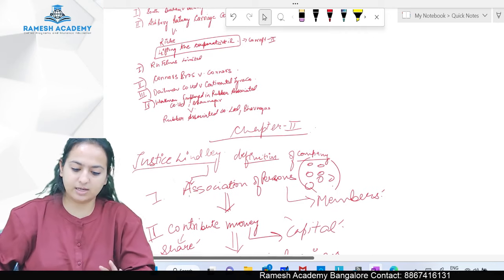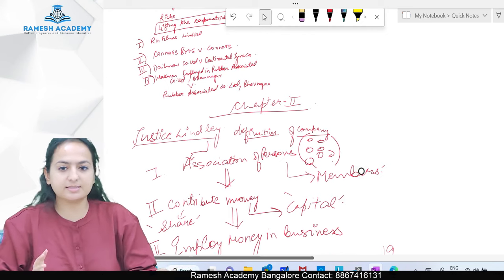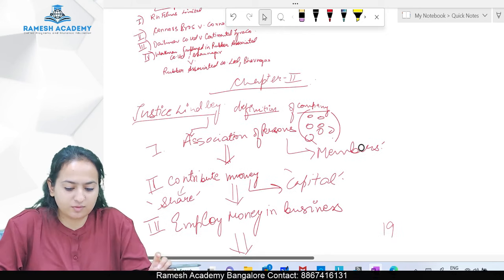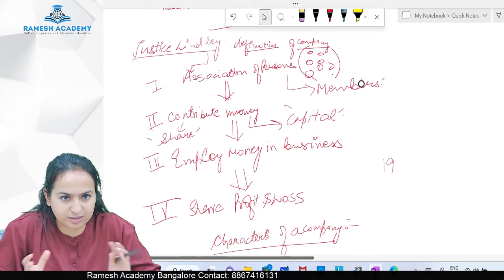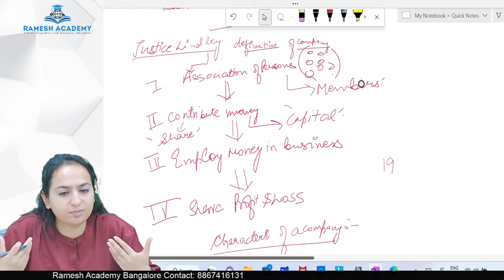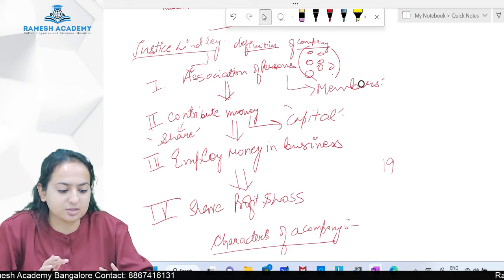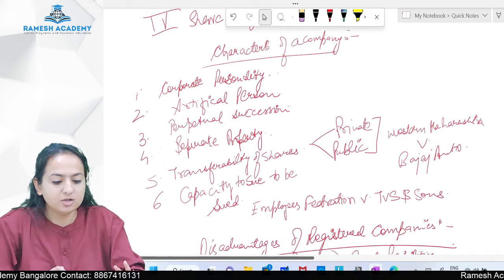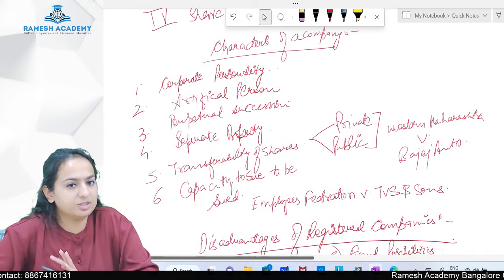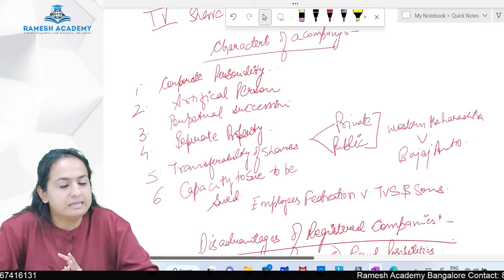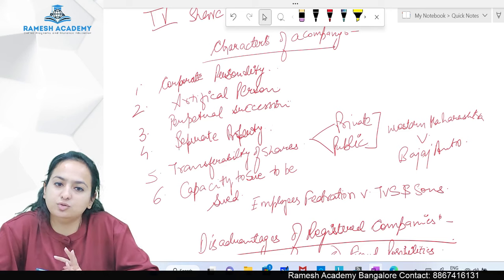So chapter 2 was started, whereby we have mentioned this is Lindley's definition of companies. Contribute money, share through contribution of money, employ money in business, share the profit and loss. This is all the characteristics of the company. So characteristics of the company we have studied: corporate personality, artificial person, perpetual succession, separate property, transferability of shares can be possible, and capacity to sue and be sued.